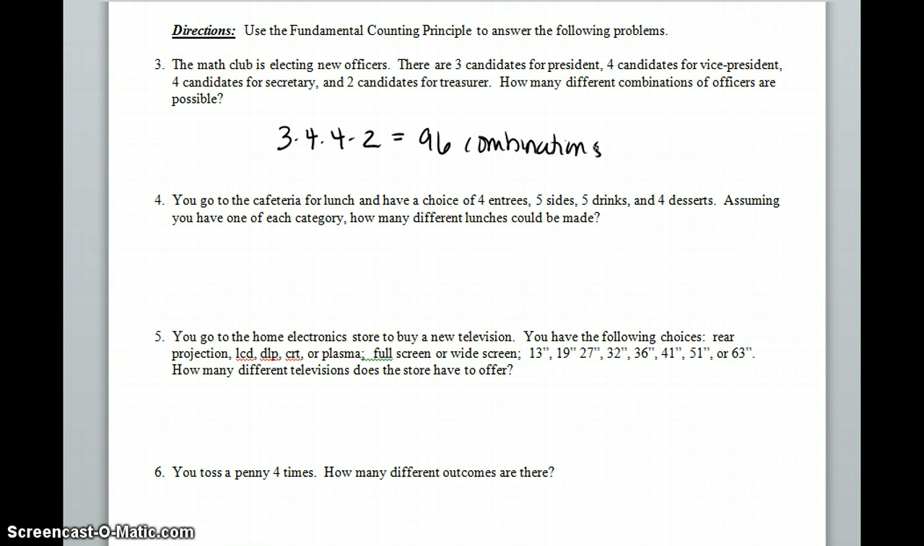Okay. Once again, we were not filling in a position. We were seeing how many different choices we had out of those numbers.